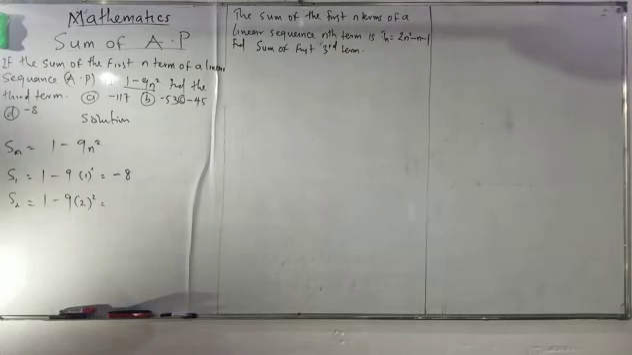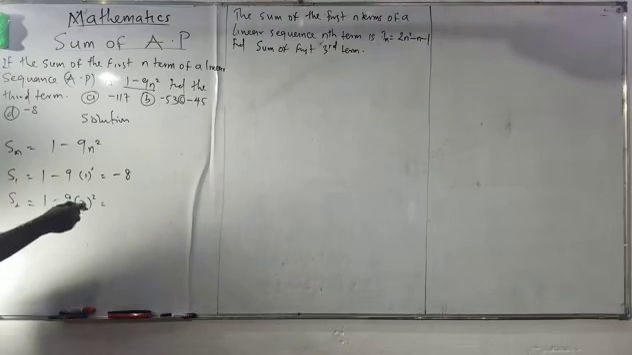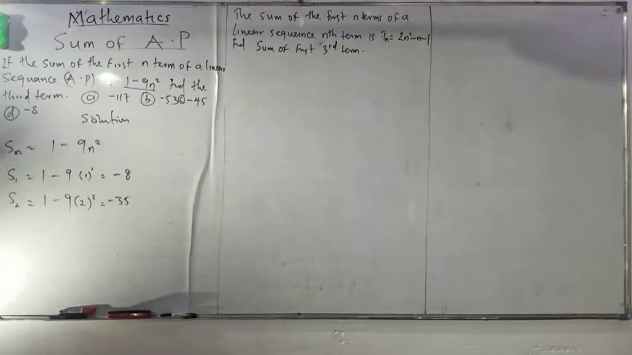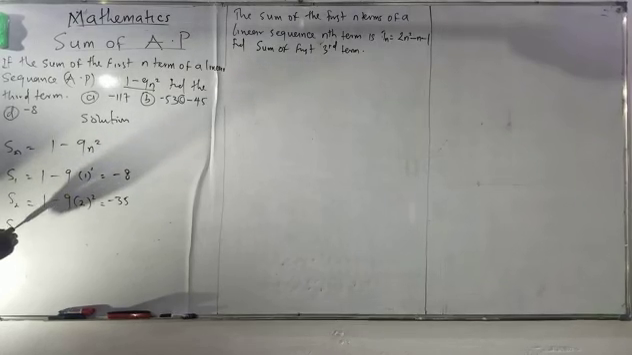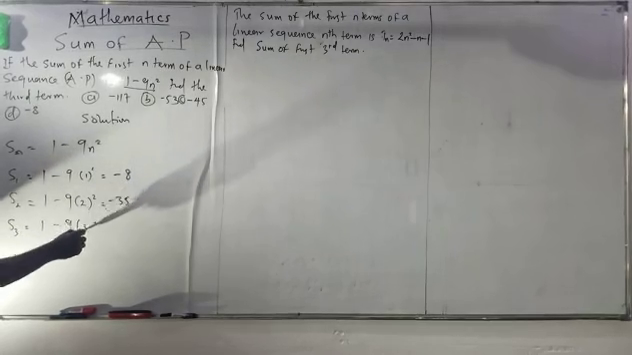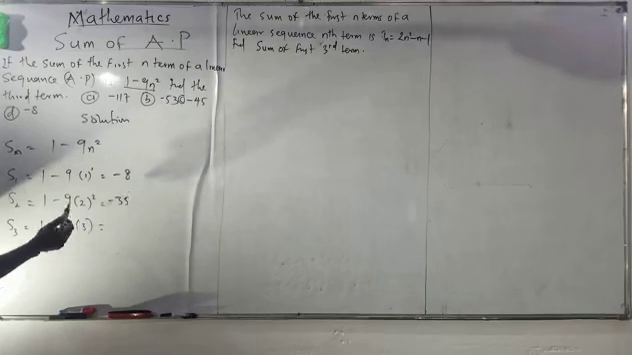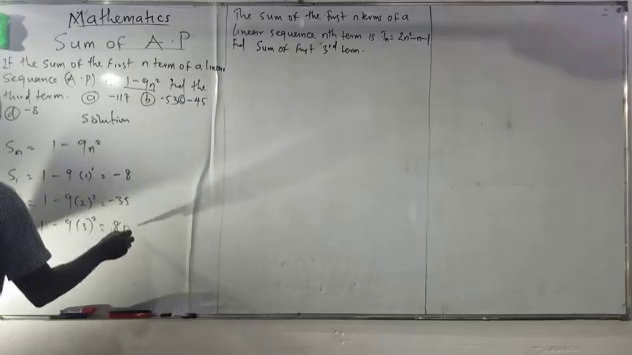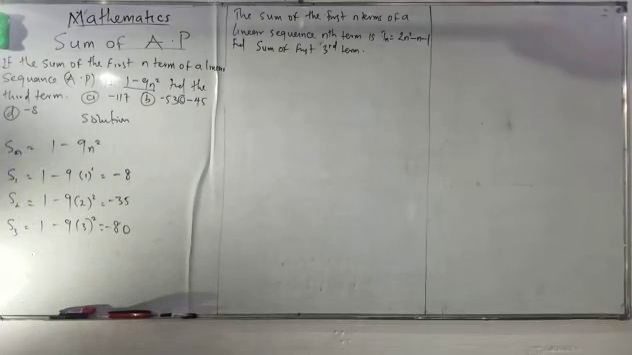4 times 9, that will be 36. That will be 35. Minus 35. Now, I'll be having minus 35. The sum of 3 will be 1 minus 3 squared, which is 9, 81. It will be 80. That will be minus 80. And so on and so forth.